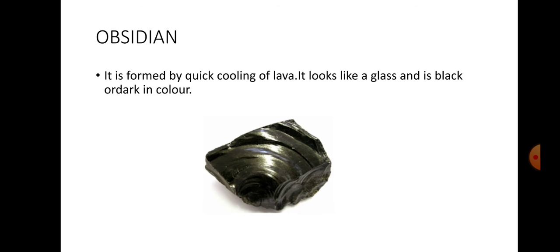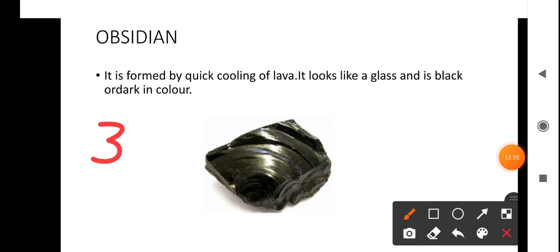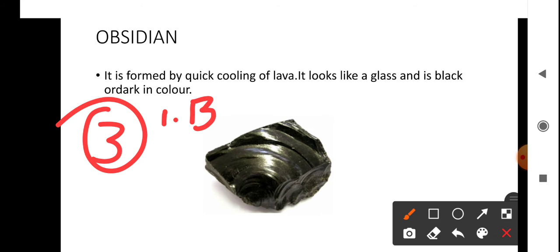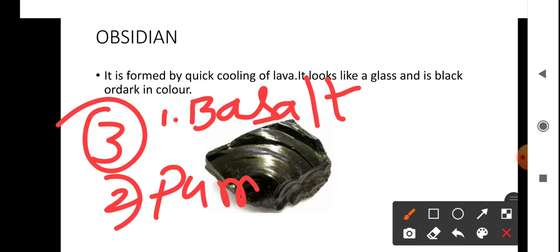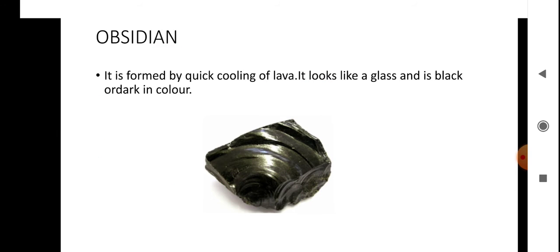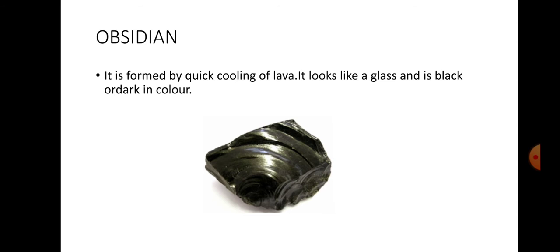Till now, how many types of igneous rocks have we seen? Three types of igneous rocks. The first one is basalt, the second one is pumice, and the third one is obsidian. All are formed by immediate cooling of lava, and out of all these, only basalt is dark in color.